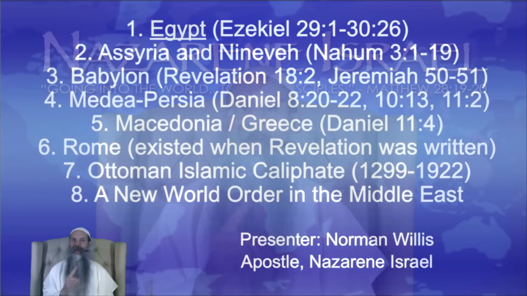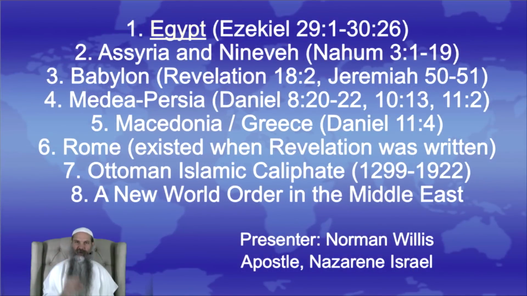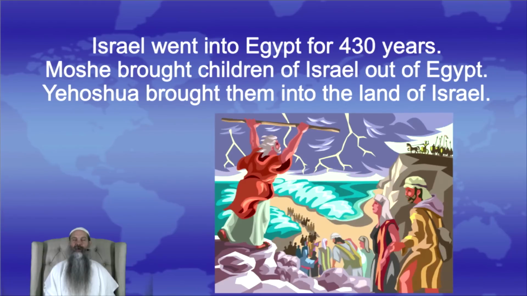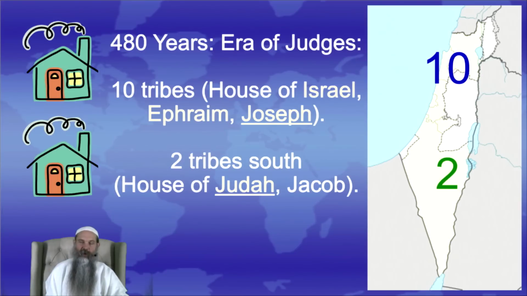But there's a sequence of 8 nations, and we're going to see this sequence again many, many times. There's a sequence of 8 nations that will plague and afflict the nation of Israel. And the first of these is Egypt. And so we take a look at Egypt. Israel went into Egypt for 430 years. And at the end of that time, Moshe or Moses brought the children of Israel out of Egypt, and Joshua or Yehoshua or Yeshua, same name as the Messiah, brought them into the land of Israel. And after this, we had a period of some 480 years called the era of Judges.